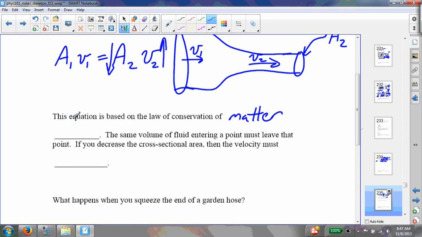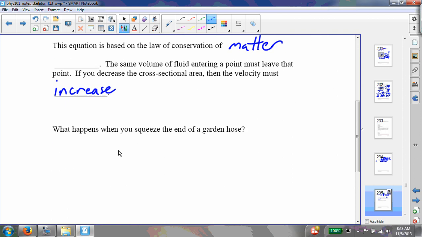So the equation is based on the conservation of matter. The same volume of fluid entering a point must leave that point. If you decrease the cross-sectional area, as we did up here, then the velocity must increase. You've probably all done this. For example, if you squeeze the end of a garden hose, you're taking your garden hose, which normally has an area like this, and when you put your thumb over it, you make the area a lot smaller. And so when the water comes out, it has a bigger velocity. If you haven't done that, you can go home and try it.